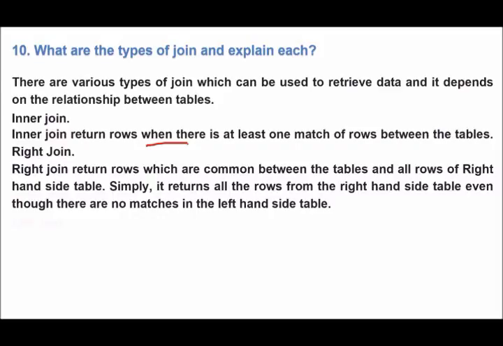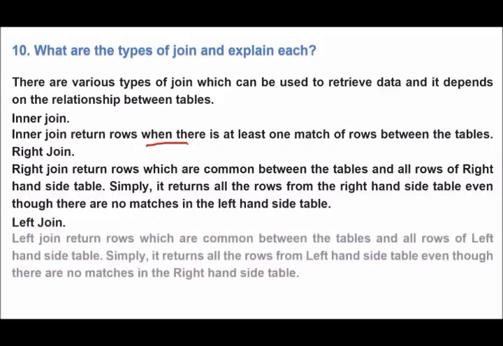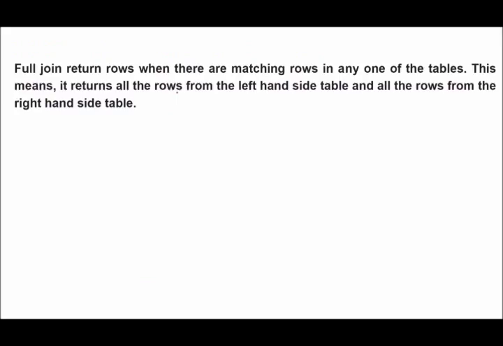What about left join? Left join returns rows which are common between the tables and all rows of the left hand side table. That is why it is left join. Simply, it returns all the rows from the left hand side table even though there are no matches in the right hand side table. What about full join? Full join returns rows when there are matching rows in any one of the tables. This means that it returns all the rows from the left hand side table and all the rows from the right hand side table.